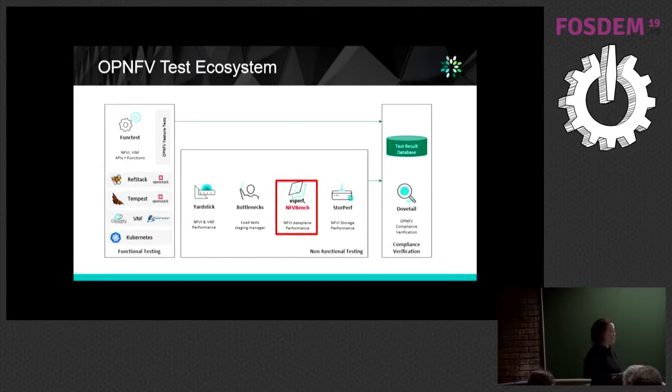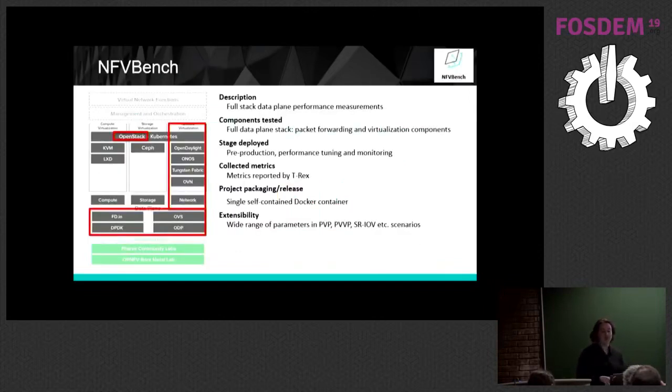Next up is NFV Bench, and this is slightly different from the other tools in that it's designed to be used closer to production. It's used through OpenStack systems and does a full stack test of your network performance all the way through your system. It's designed to be used very late stage pre-production. So day 0 capacity testing, but also when you're considering extending your deployment for capacity planning, NFV Bench is used there as well.